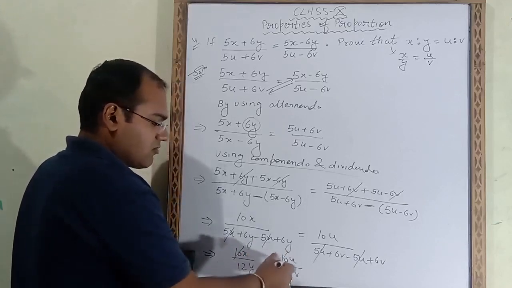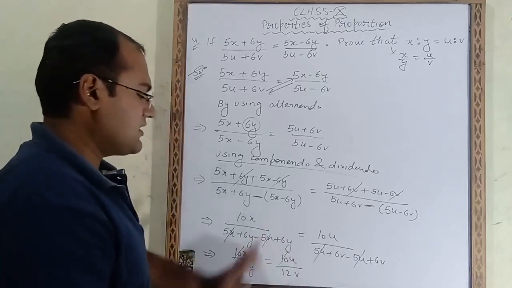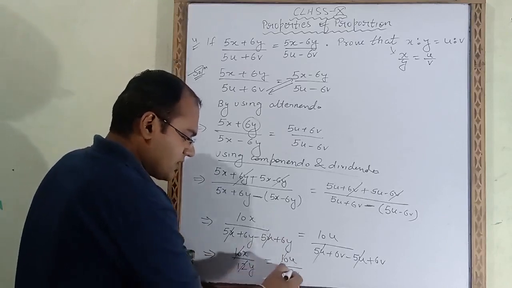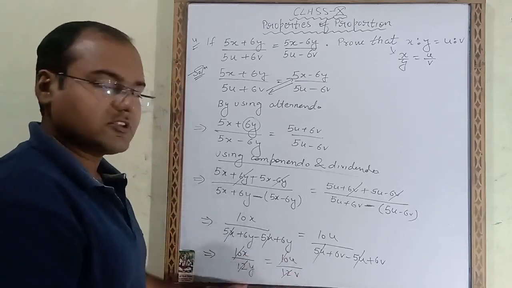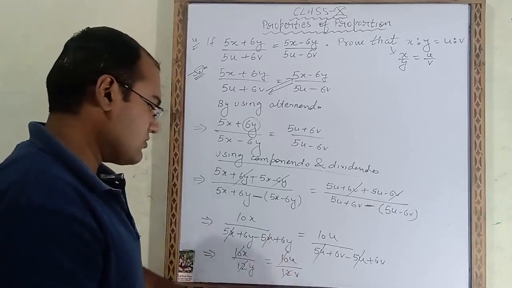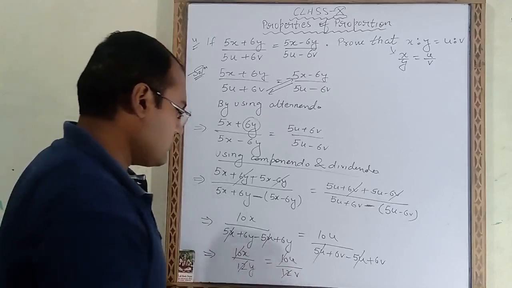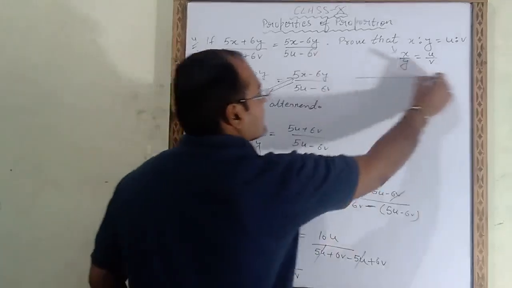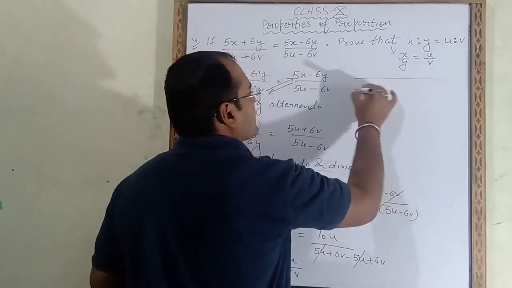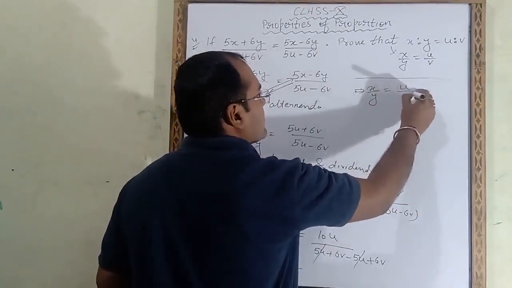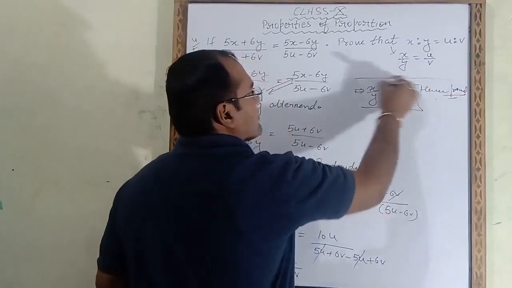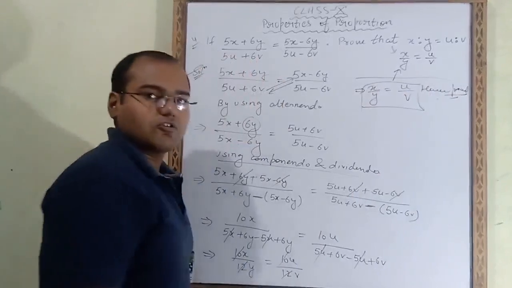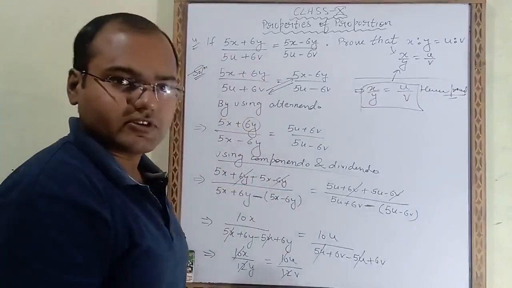In the numerator on both the sides 10 are coming, we can cancel these two 10. In the denominator both the sides, on the left side also and in the right side also 12s are coming, so we can cancel these 12s also. So x upon y is equal to u upon v. So we write x upon y is equal to u upon v, hence proved. So this is the only thing which we have to prove here in the question. So like this you have to do such questions.